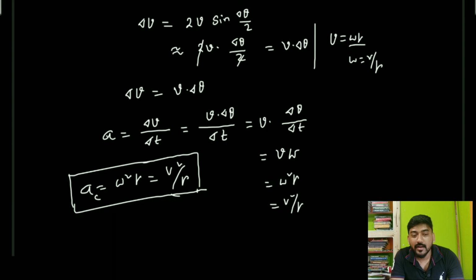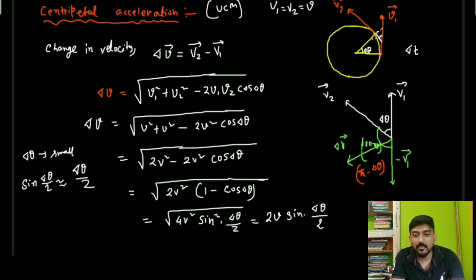This is the vector relation, and the direction you can find along this direction, that means along the center. That's why it is called centripetal acceleration, or along the center, that means radial, along the radius. So it is radial acceleration also. Okay, so this is how you can solve these kinds of situations.